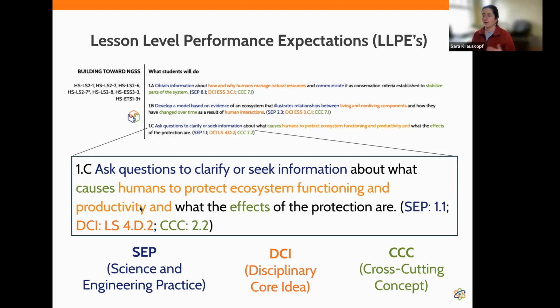So they're thinking about what is the relationship between humans and what's happening in ecosystems, and how are humans part of these ecosystems. And then they're going to be focusing on cause and effect. So what might humans do that could cause some changes in the ecosystem or protect the ecosystem are the kinds of things they'll be looking at.